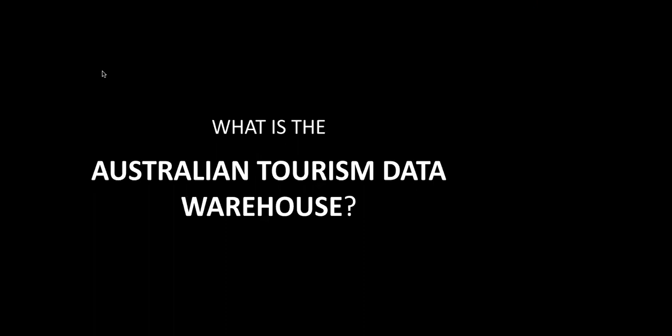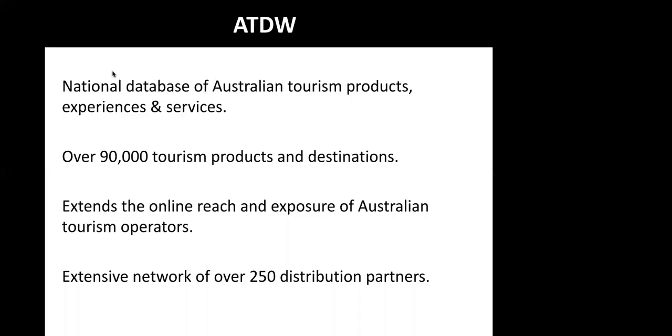So what is the Australian Tourism Data Warehouse anyway? Essentially, it's a really big database of all the tourism products and experiences and services across Australia. It's a partnership between Tourism Australia and each of the state and territory tourism organisations, or STOs. It's a national platform, but it's administered at a state level. Its ultimate function is to support Australian tourism operators to extend their digital reach.